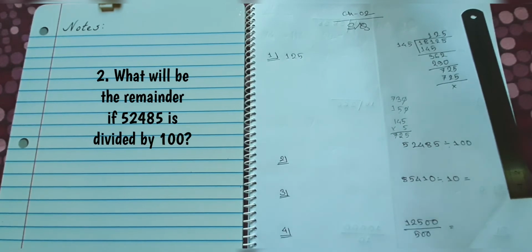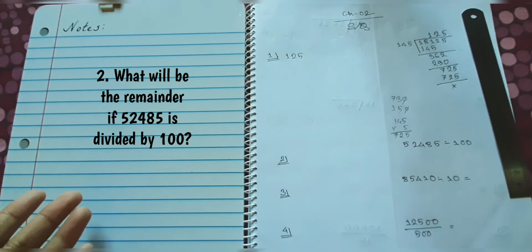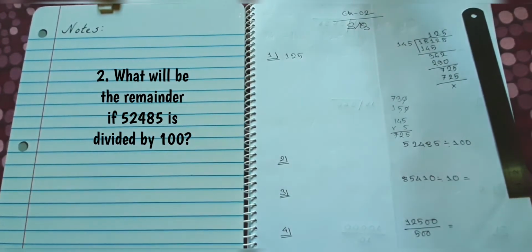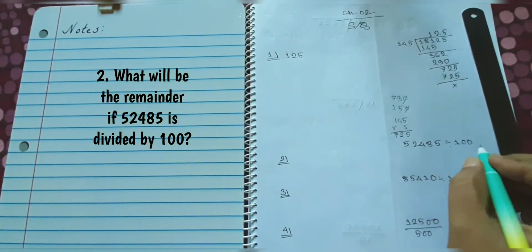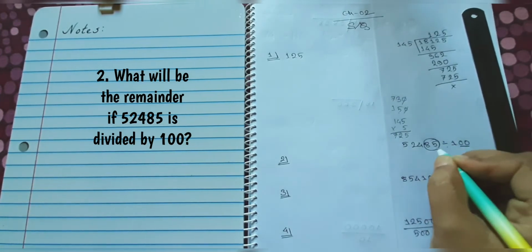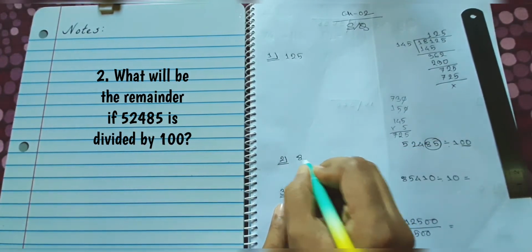The second question we are going to do is what would be the remainder if we divide 52,485 by 100. I already taught you in the class actually. We are checking out the zeros over here. How many zeros over there? There are 2 zeros, so our remainder will be 85. So we are going to write down our answer 85.